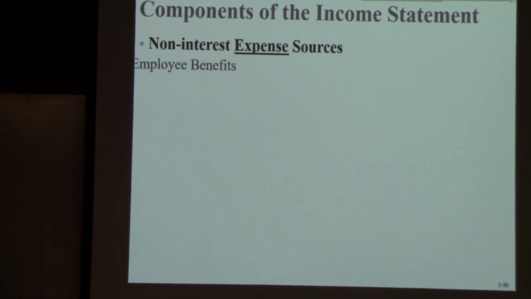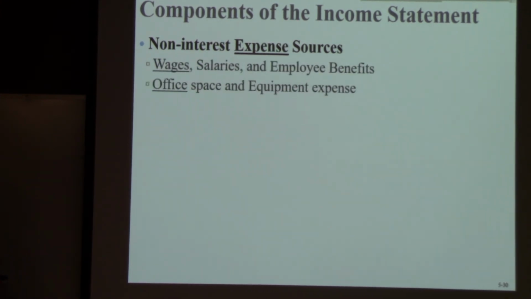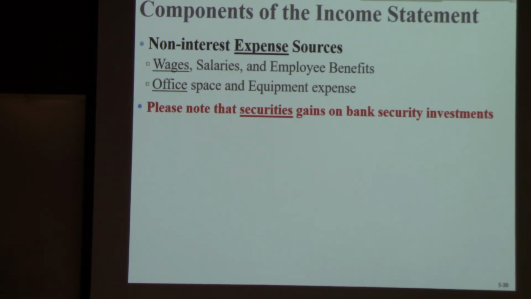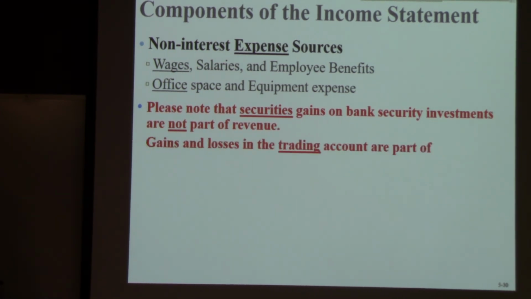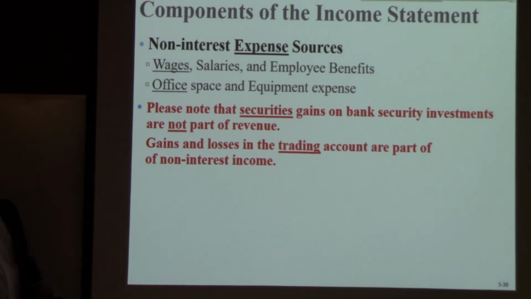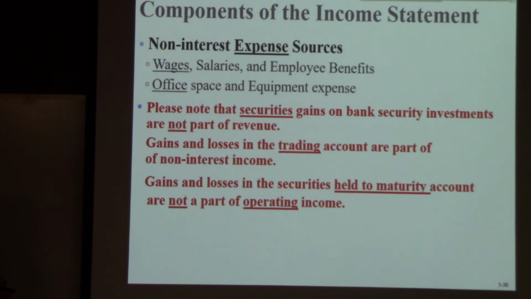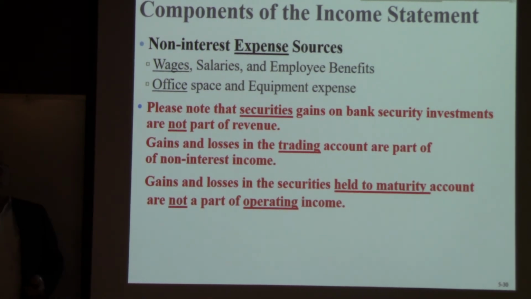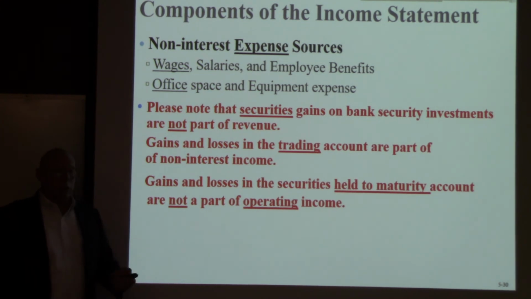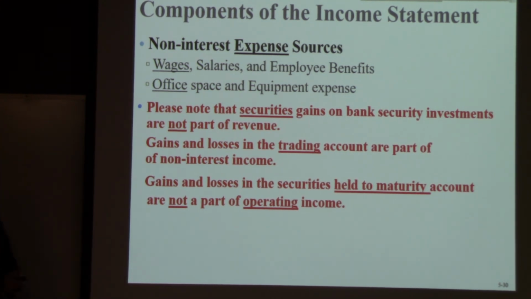All right, non-interest expense: wages, salaries, and benefits, office space and equipment. And again, as I just mentioned, note that securities gains on bank security investments are not a part of revenue. Gains and losses in the trading account are part of non-interest income. These are listed on a separate line item below. Gains and losses in the securities held to maturity account are not a part of operating income. That's important when it comes to some of the performance measures that we're going to look at in Chapter 6 and that Andrew also looks at.